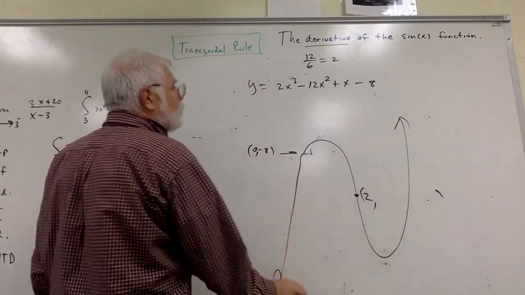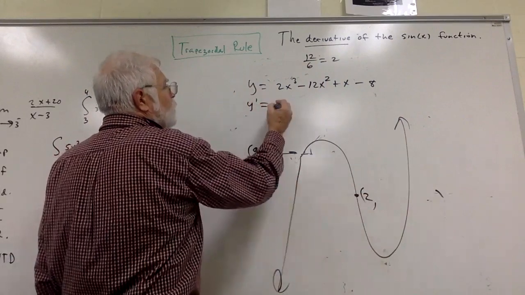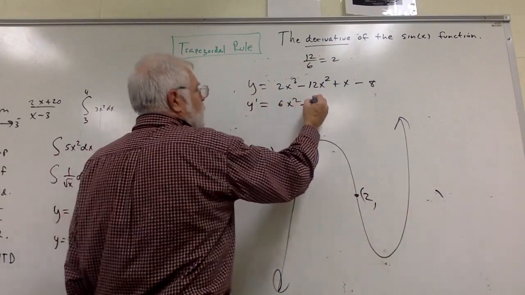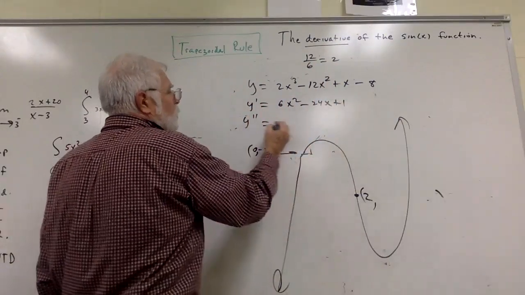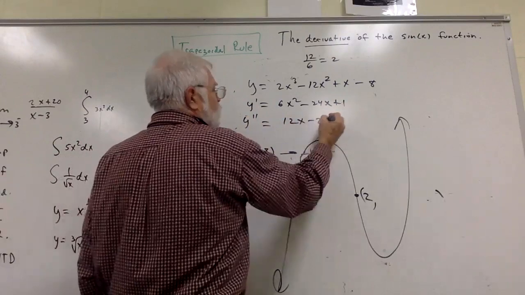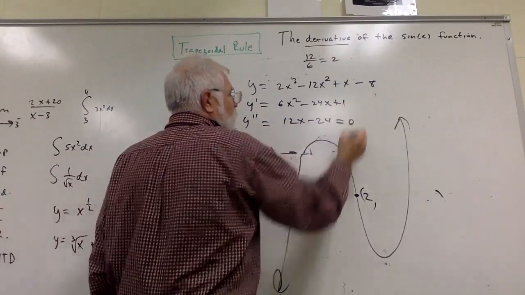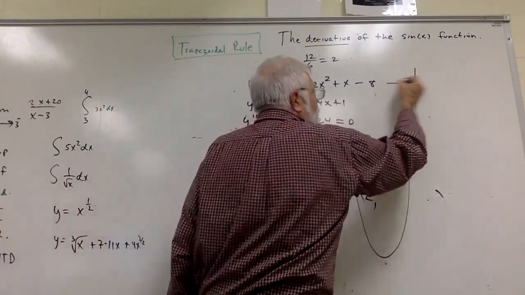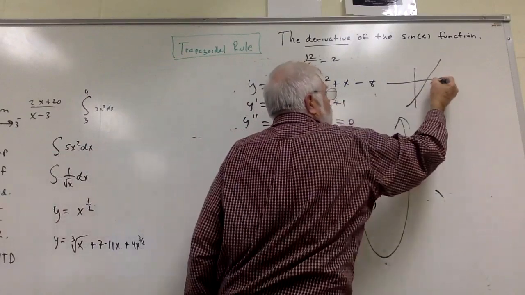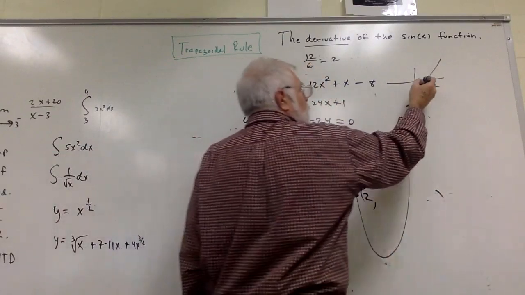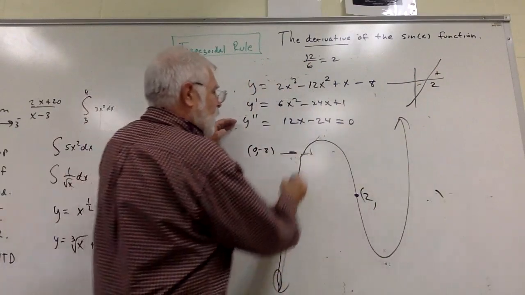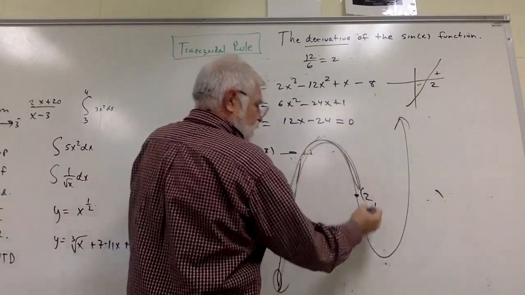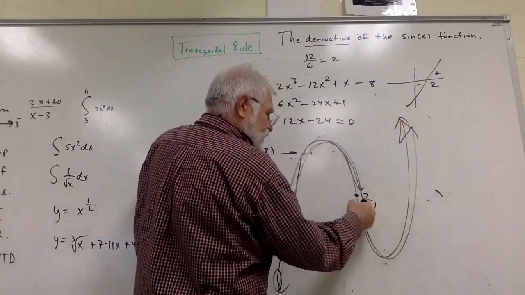All right, so how do we do it with calculus? Well, we get our first derivative, 6x squared minus 24x plus 1, and then we get our second derivative, which is 12x minus 24. We set it to 0. 12x minus 24, from a graphical standpoint, looks like that. We get a sign change at 2, negative to positive. What does the second derivative tell us? Tells us concave down to concave up, and the switch happens at 2.